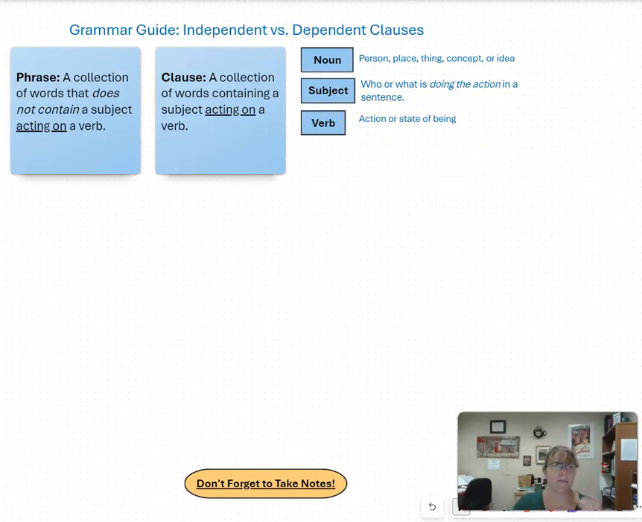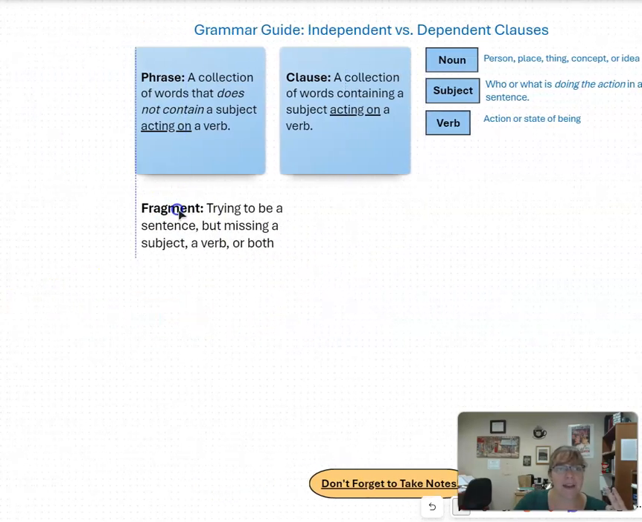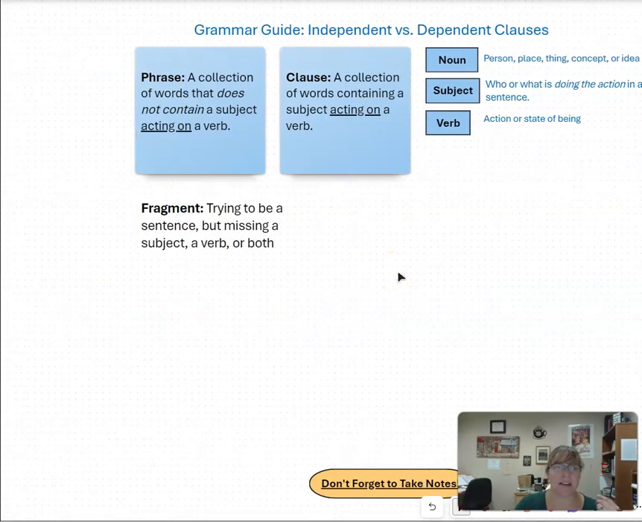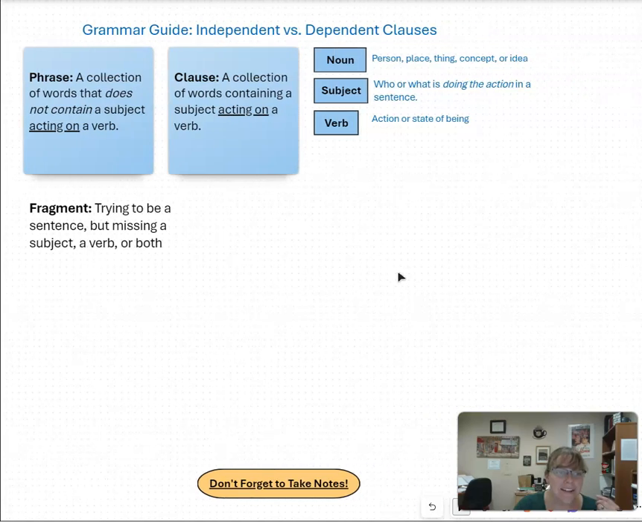If we don't have who or what is doing the action of a sentence, if we don't have an action or a state of being, we have a fragment, which is a construction that is trying to be a sentence. It's in the place of a sentence in whatever we're writing, but it's missing a subject, a verb, or both a subject and a verb.